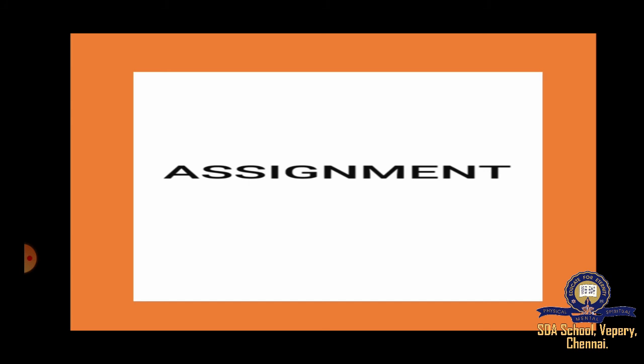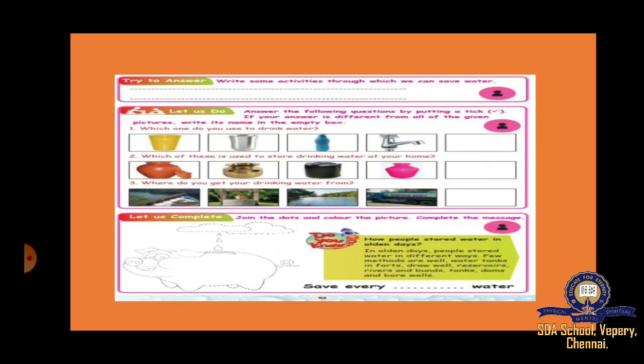Okay, we'll go to the assignment now. The assignment session is: write some activities through which we can save water. Second thing, answer the following questions by putting a tick. If your answer is different from all of the given pictures, write its name in the empty box.